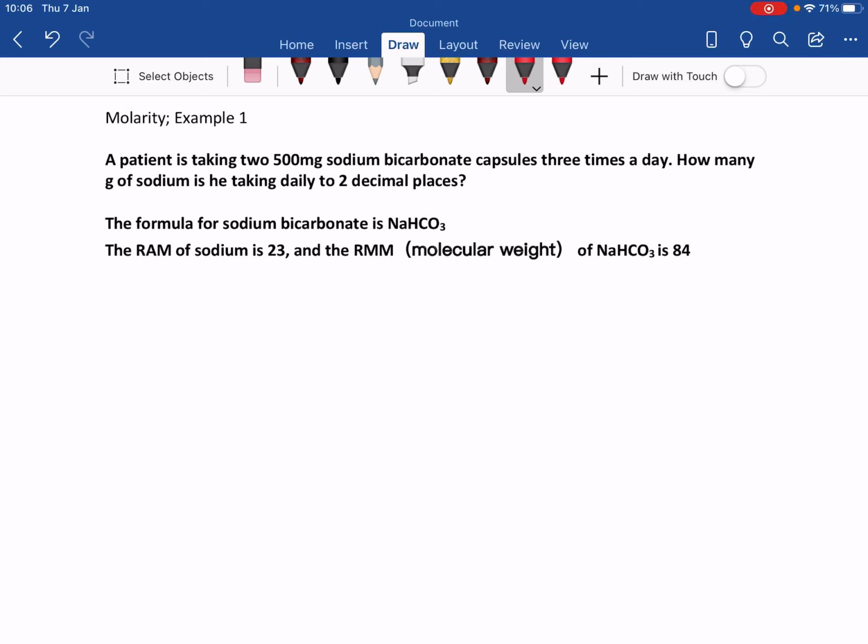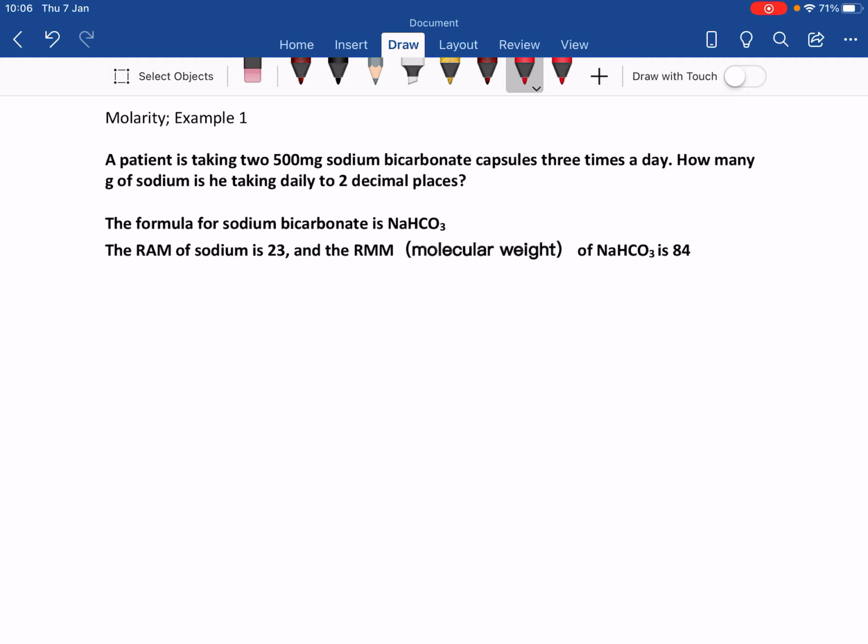A patient is taking 2 500 mg sodium bicarbonate capsules 3 times a day. How many grams of sodium is he taking daily to 2 decimal places? For this, we're given the formula for sodium bicarbonate, which is NaHCO3. We're given the atomic mass of sodium, which is 23, and the molecular weight of sodium bicarbonate, which is 84.